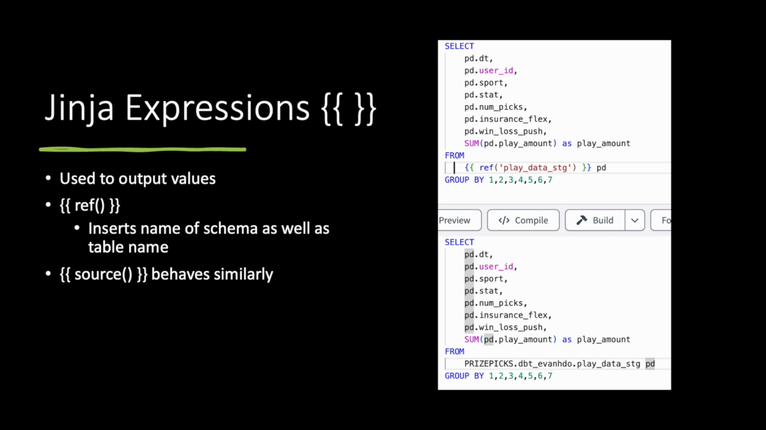So again, what do I mean by output values? Imagine we have a reference to a table here. This from is not actually going to pull from squiggly reference play data stage. That reference is going to be replaced with this once our code is compiled. That's what I mean when the double squigglies are going to output something.